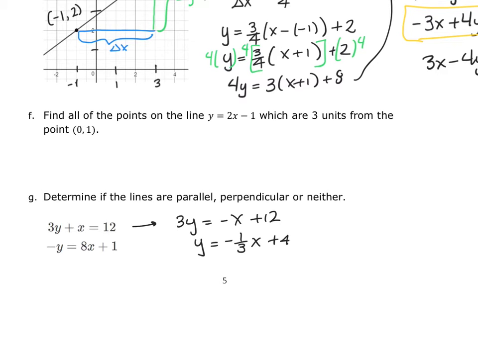So that's that line. This line, I have to make sure it's also in the same form. So I just divide everything by a negative. So y is equal to negative 8x plus 1.